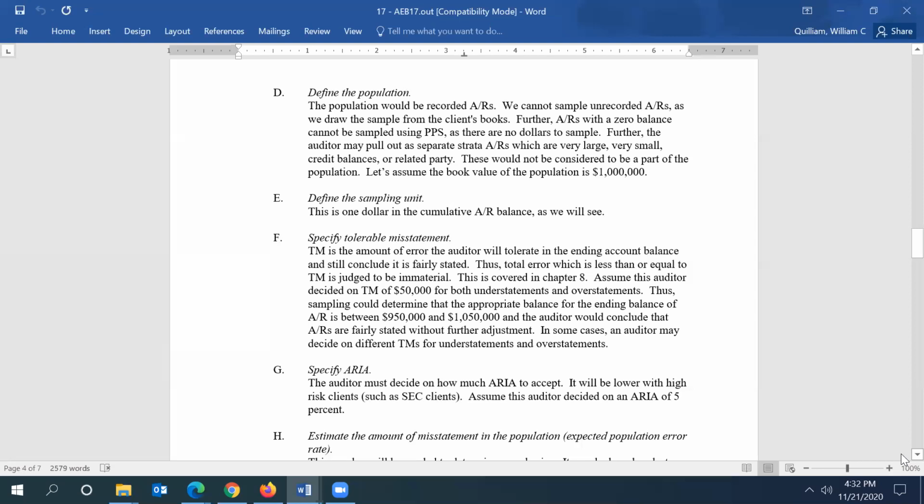Further, accounts receivable with zero balances cannot be sampled using PPS as there are no dollars to sample. Well, if we have a zero balance account receivable, do you think we usually need to confirm it anyway? No. Again, the client's motivation is to overstate receivables, not understate them. So we usually don't bother confirming small or zero balance receivables.